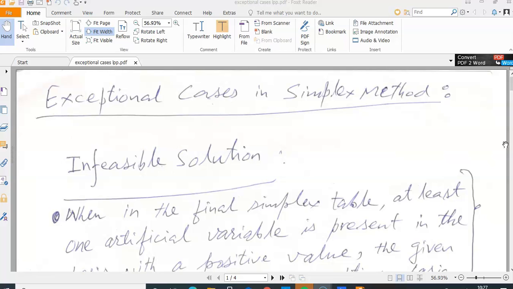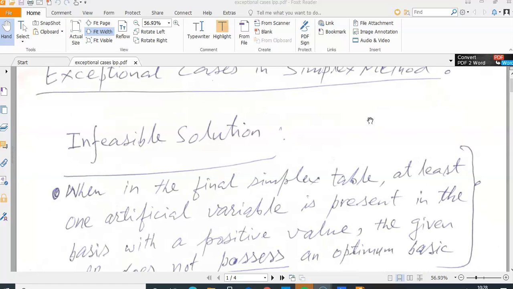In the previous classes, we have covered the simplex method, where we handled less than equal to type of constraints as well as mixed type of constraints. In that context, we had studied the big M method also. In this class, we will study some exceptional cases in the simplex method.